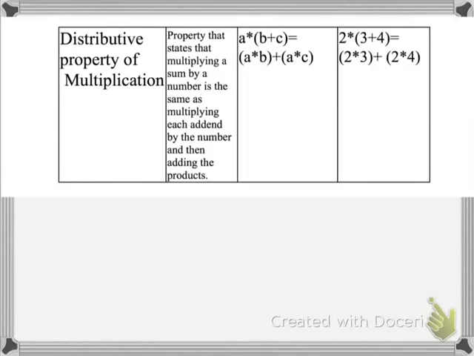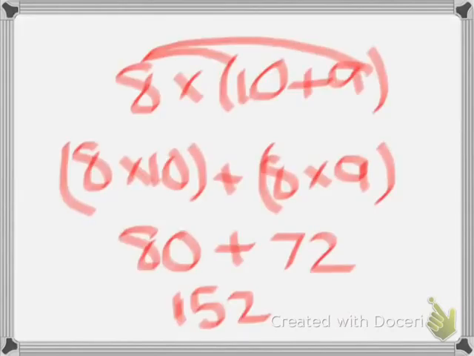Distributive property of multiplication. Property that states that multiplying a sum by a number is the same as multiplying each addend by the number and then adding the products. Here you have 8 times 10 plus 9 in parentheses. The first step is to distribute the 8 to the 10 and 9. Then you take the two products and add them together. The final sum is 152.